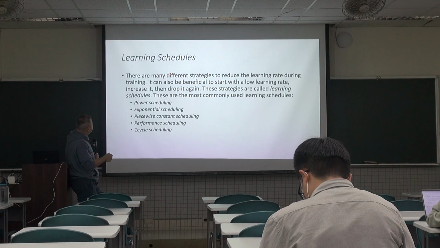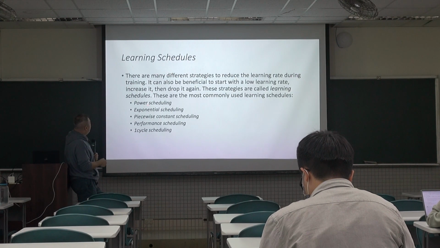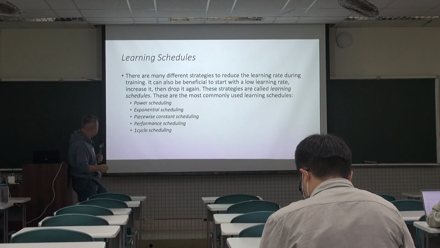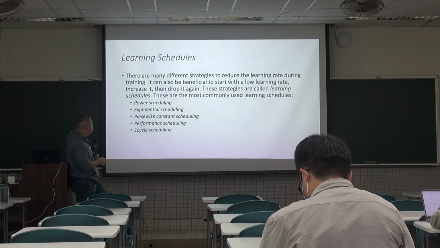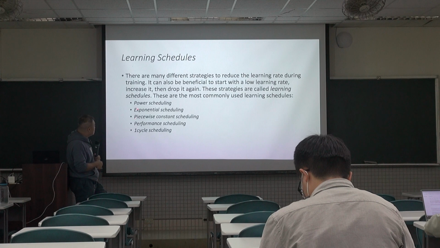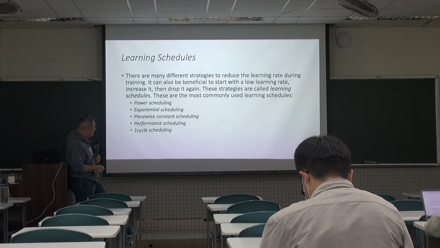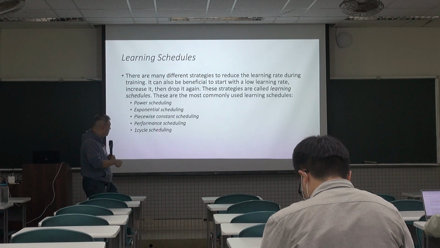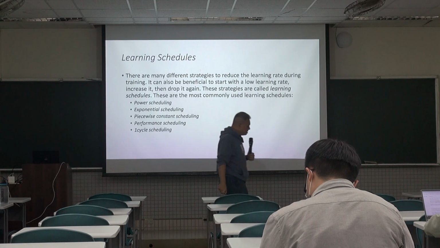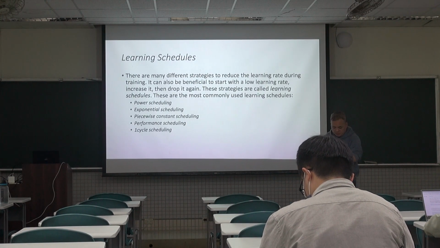So there are different learning rate schedules. In this textbook, we are going to discuss 5 different schedulings. The first one is power scheduling. The second one is exponential scheduling. The third one is piecewise constant scheduling. The fourth one is performance scheduling. The last one is called one cycle scheduling. We are going to go over all of these quickly, and hopefully we can finish this topic today.